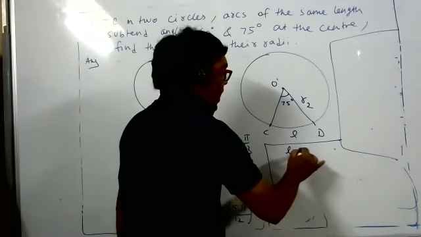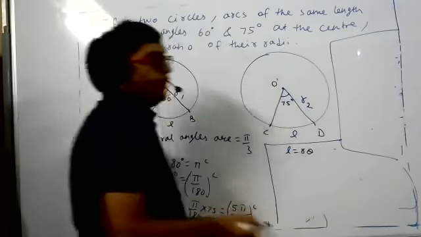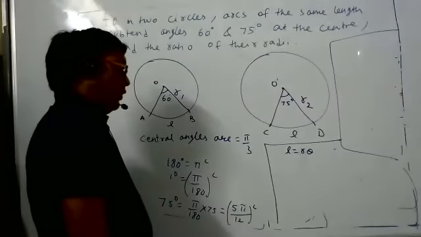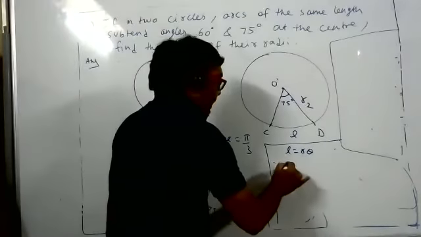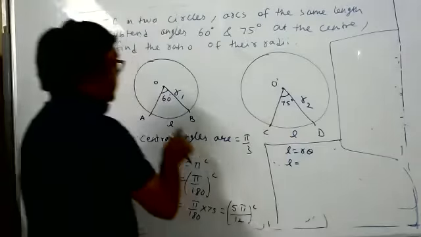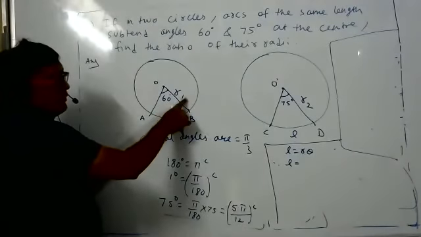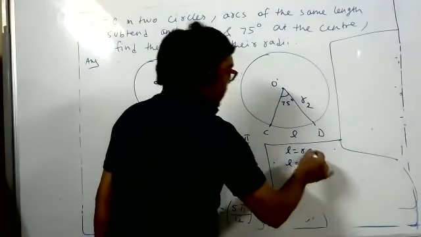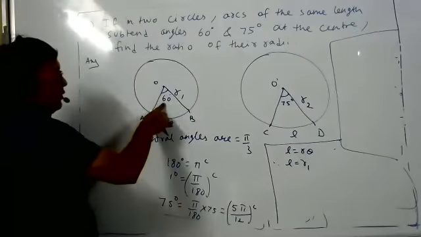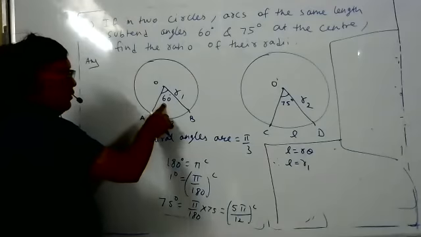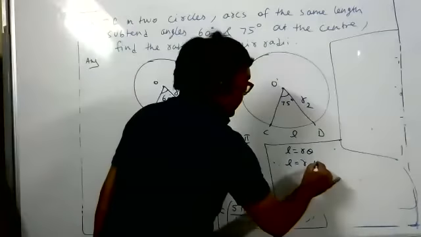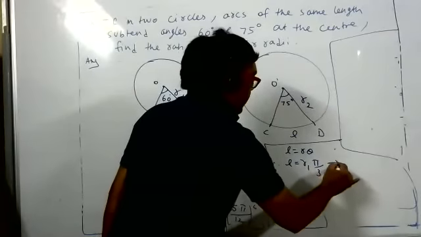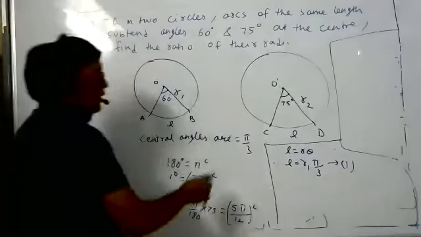L is equal to R theta. This is the formula, or theta is equal to L by R. Therefore, L is equal to, R is how much in the first case? R is R1. And theta is how much? Pi by 3. First equation.